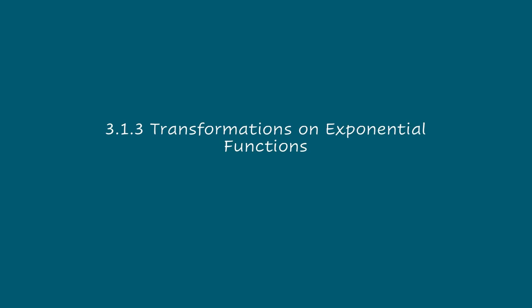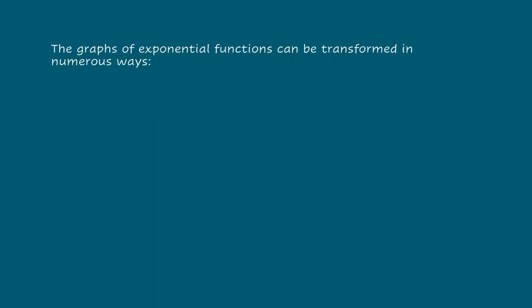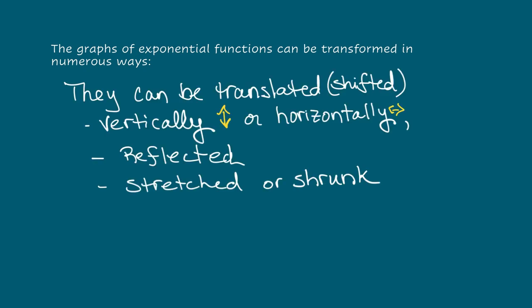Here we'll look at transformations on exponential functions and what they do to the graphs. The graphs of exponential functions can be transformed in numerous ways. They can be translated or shifted vertically or horizontally. They can be reflected, or they can be stretched or shrunk. These changes are all achieved based on what we do to the function itself, whether we add or multiply, or both, the base or the exponent by a constant.